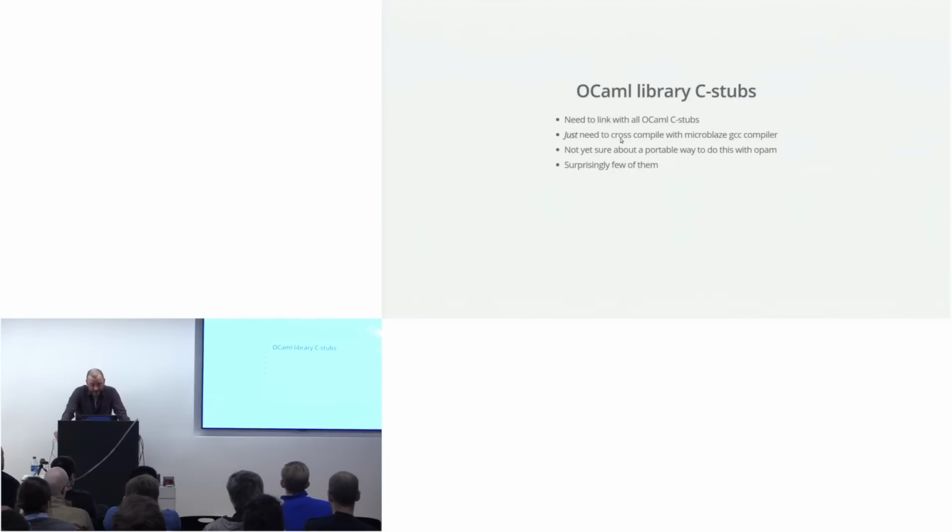The tricky bit is you need to link all the C stubs that were referred to in those OCaml libraries into your final application to run on the processor. So you just need to compile them, but you've got to go and find them within the source code tree. It's not that easy. But anyway, there actually aren't that many of them. I think I found maybe 40 C files in total.